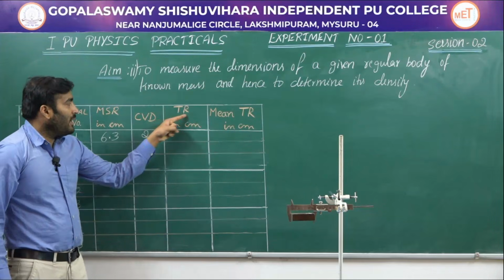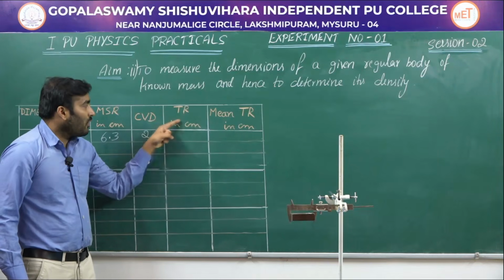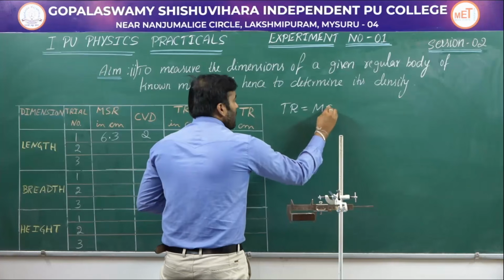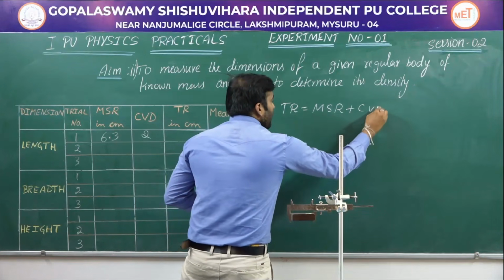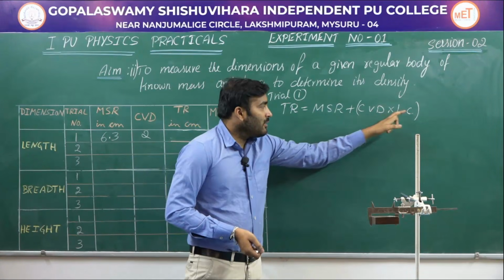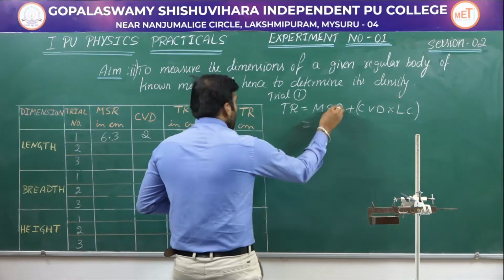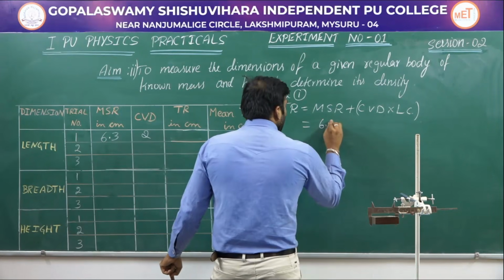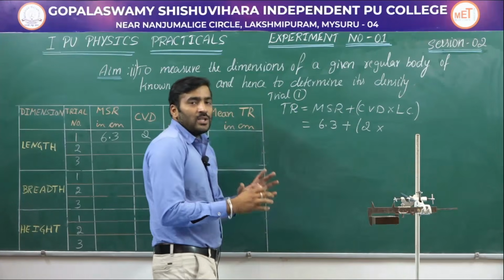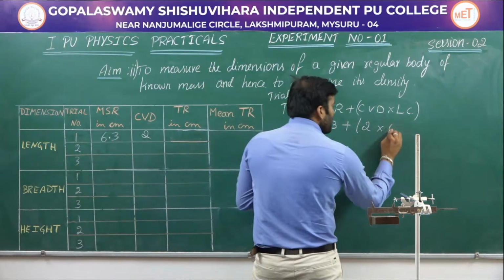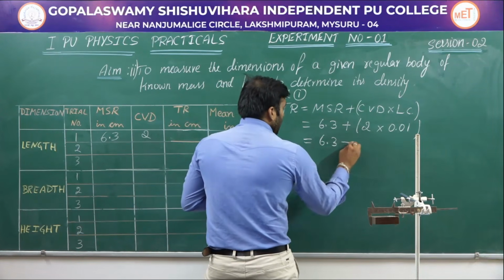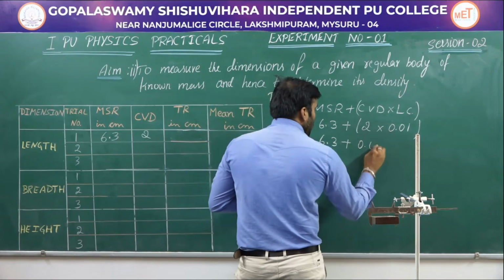And now we need to find this TR. So what is the formula for finding this TR? TR is equal to MSR plus CVD into LC. Let us substitute the values of main scale reading, CVD and LC here. The main scale reading for the first trial is 6.3 and CVD is 2 into least count. The least count is already known, which is calculated as 0.01. So this is 6.3 plus 2 into 0.01, which is 0.02.